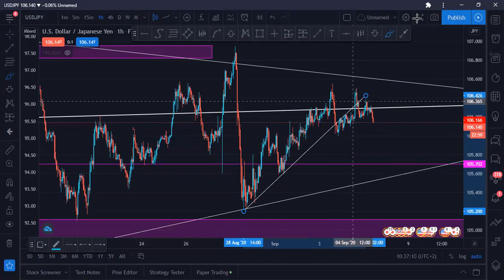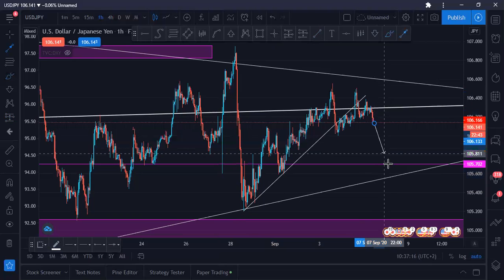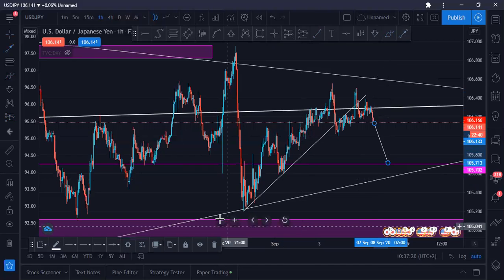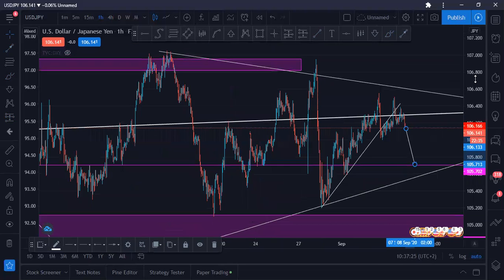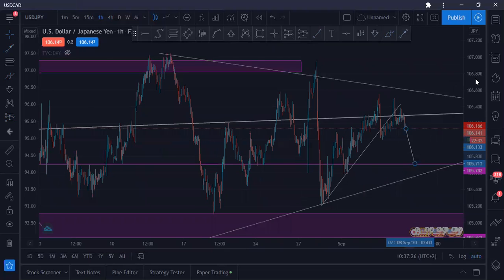And what we could potentially see this week is the USD JPY coming down to this level. So if you guys are looking for setups like that, look for the USD JPY, look for a selling opportunity. Okay, USD CAD, let's see what's happening.